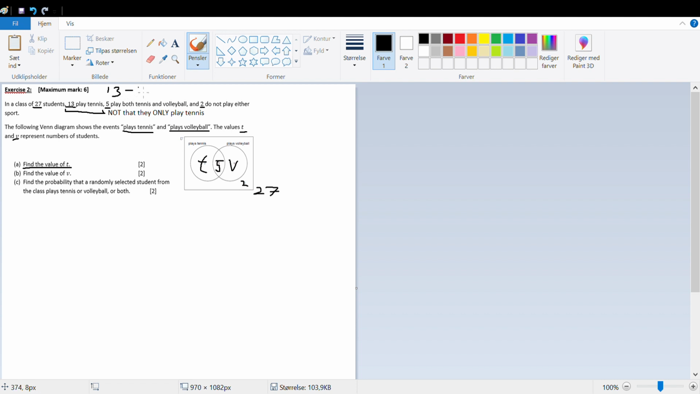In other words, if we wanted to find the ones that only play tennis, we would actually have to do 13 minus 5. That gives us 8. So 8 should be in here. The next question is find the value of V.